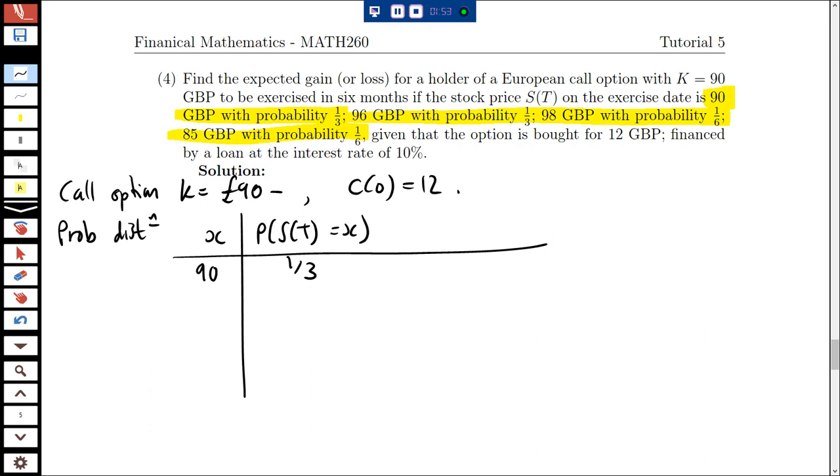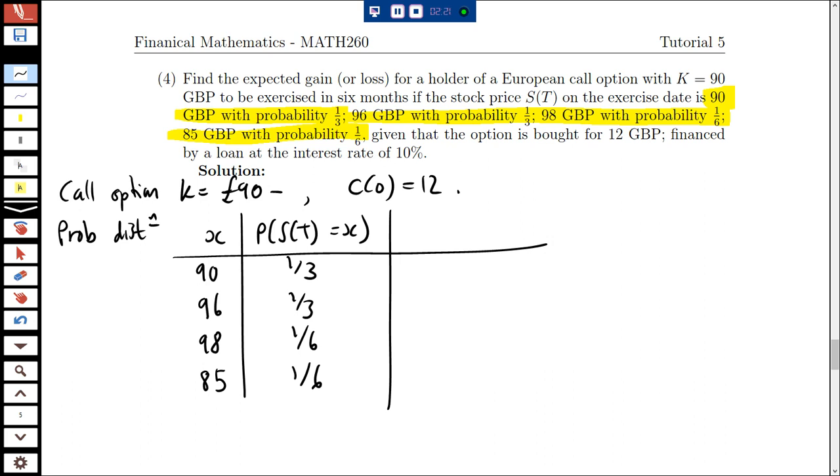Okay, let's get all that information down. It's 96, 98, or 85 with that distribution. And we need to calculate the expected payoff value, the expected payoff.